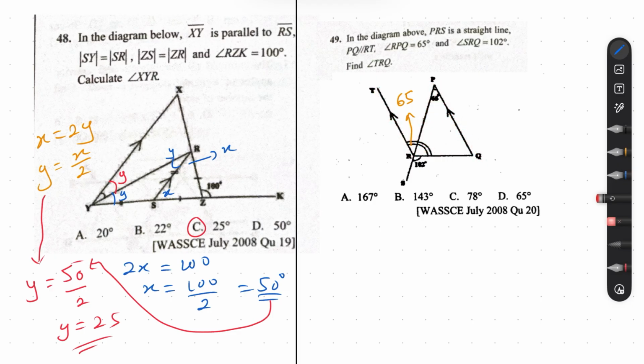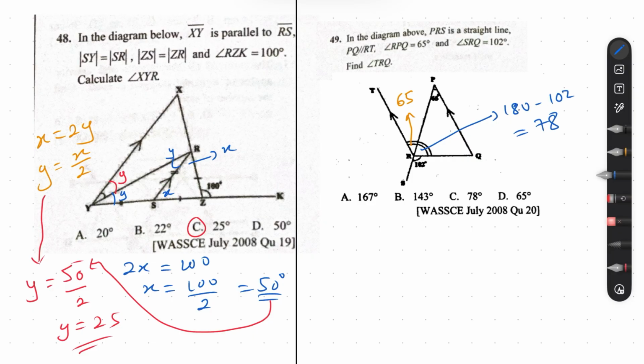This angle right here adds up towards 180 because it's a straight line. So this 102 would add up to this angle right here to give us what? 180. Okay, so that angle will give us 180 minus 102. Okay, that will give us 78. So let's do that angle right here.